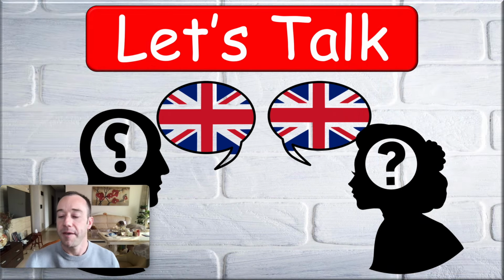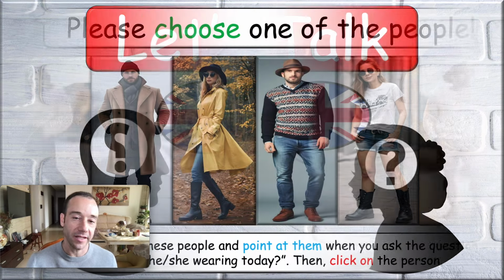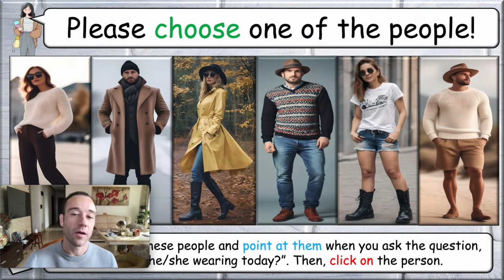For the final game, it's another speaking game, obviously. This is a speaking class. So the way it works is you'll bring up 1 student, and the whole class will say, please choose one of the people.